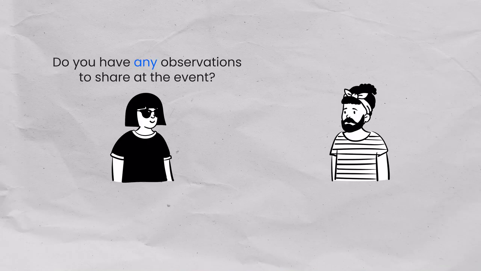However, when it is clear what we are talking about, we can use the quantifier without the noun. Look at these examples. Do you have any observations to share at the event? I have a few. We know that the noun is observations. It is not necessary for speaker B to repeat it. They can just say a few and we understand.